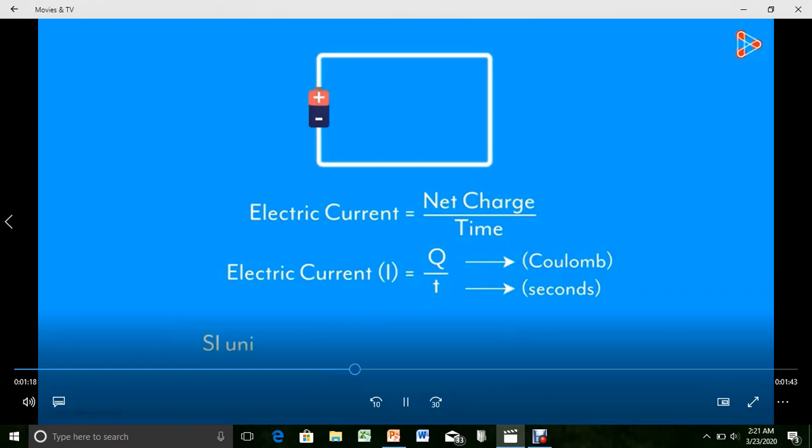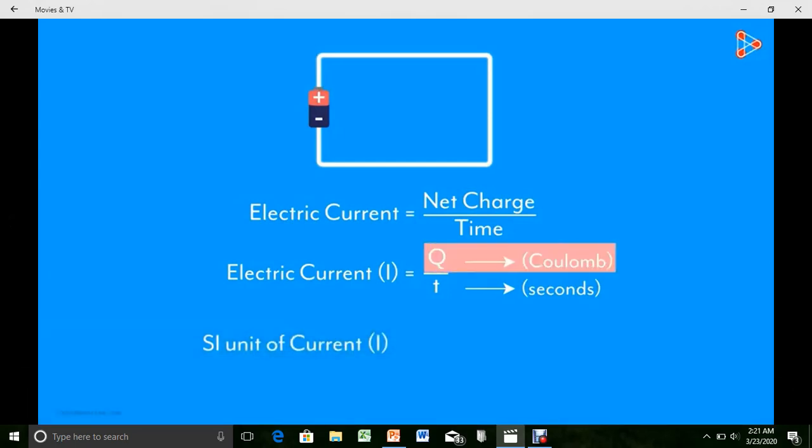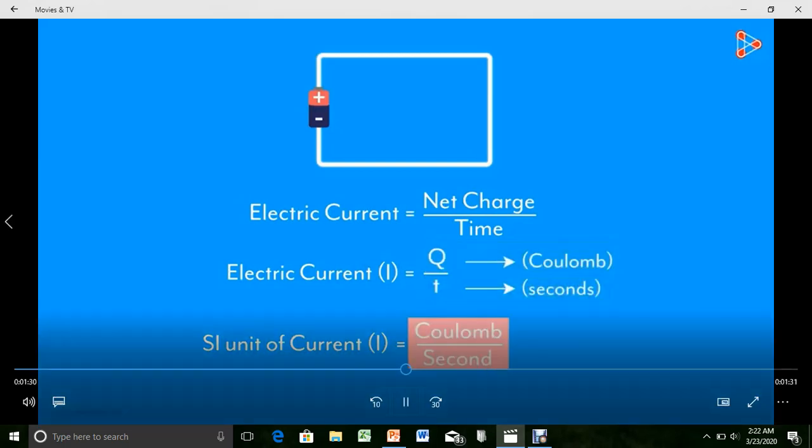So what will be the SI unit of current? The SI unit of charge is Coulomb and that of time is seconds. So the SI unit of current will be Coulomb per second. And this Coulomb per second is given a special name.